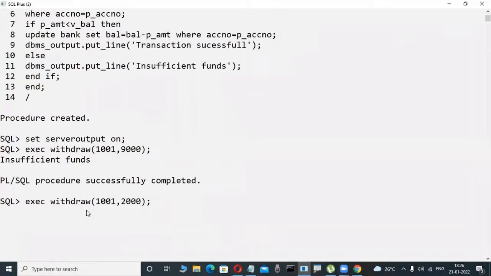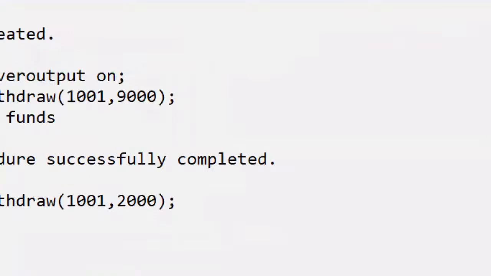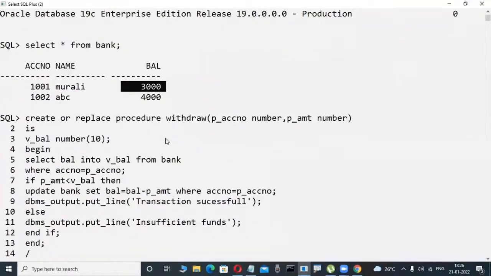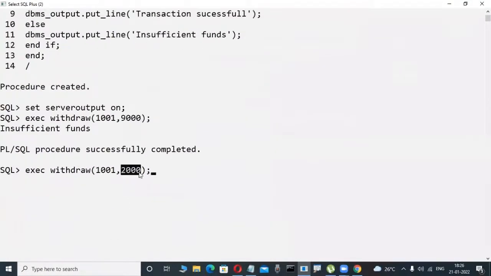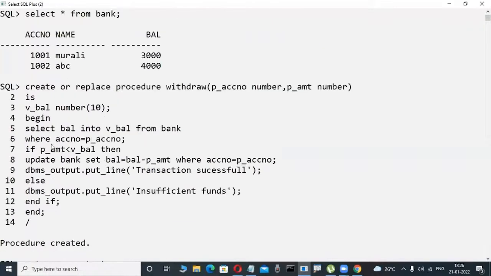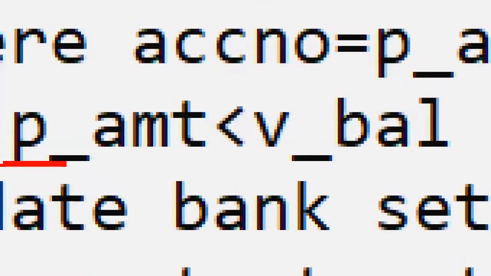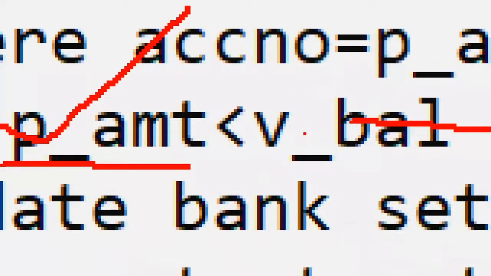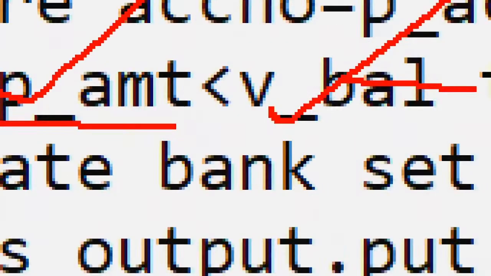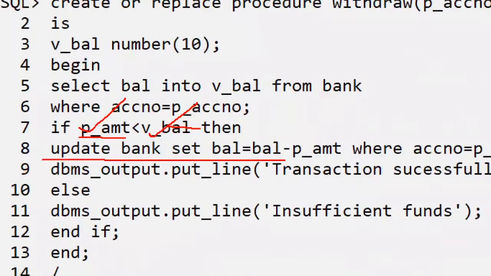Possible? Possible. Why? Because my balance is 3,000, but I try to withdraw only 2,000. So whenever your passed amount, 2,000, is less than the available balance, in this case 3,000, here this 2,000 is less than the 3,000. I am updating the bank table only.